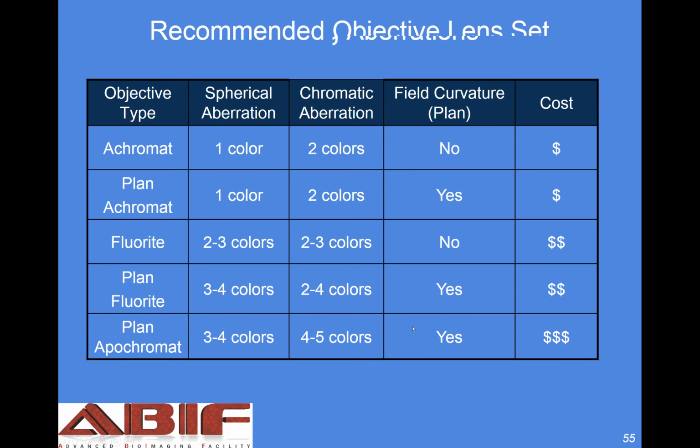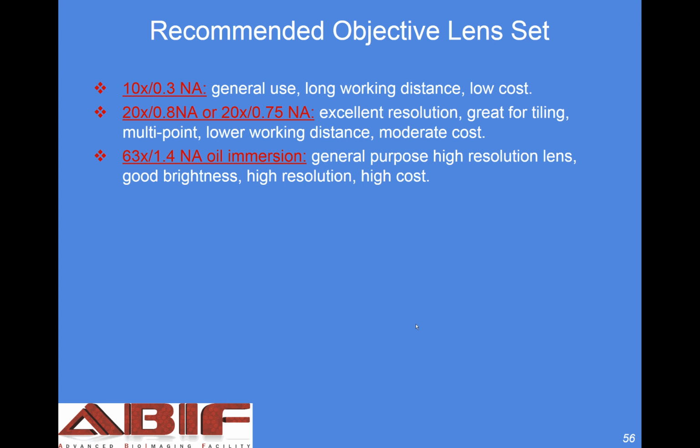So if you're setting up a microscope and need to get lenses, this would be a recommended set. You need a 10x.3 for just general use, long working distance, relatively low cost. I really recommend this 20x.8 or 20x.75 type lens. Has excellent resolution, great for tiling and multi-point, and has a moderate cost. It does have a lower working distance though, so depending on your application, it may not be ideal. And then we have the 63x1.4 NA oil immersion for general purpose high resolution, has good brightness and higher cost, but as a workhorse lens, it's worth the investment.